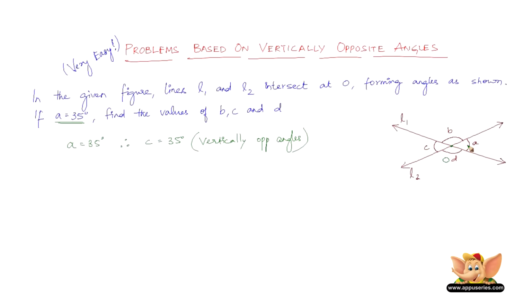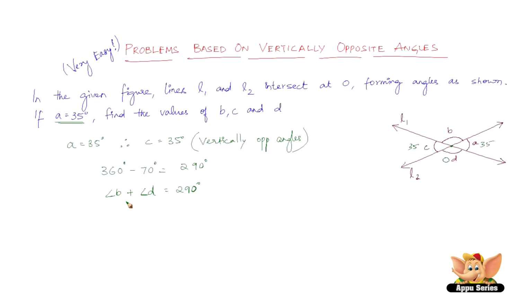Now, you know these two angles, that is 35 and 35. You also know that the total angle around a point is 360 degrees. And you also know that B equals D. So, just subtract 35 and 35 from 360, which is nothing but 360 degrees minus 70 degrees. That is equal to 290 degrees. So, now, B and D sum up to 290 degrees. Angle B plus angle D equals 290 degrees.